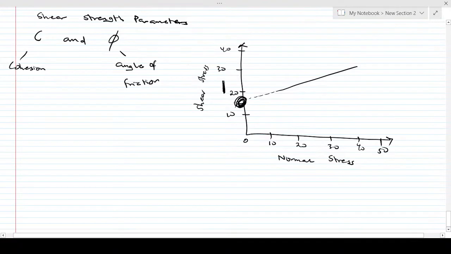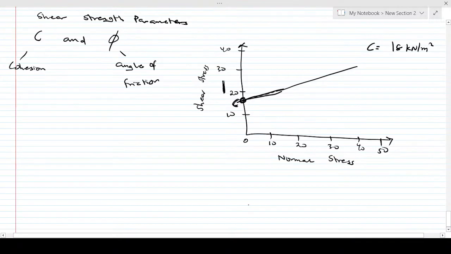Oh, the point at which you intercept the vertical axis is your cohesion. So in here, my cohesion is simply going to be, let me say, 18 kilonewton per meter square. So what you are basically going to do is extend this line to touch the axis, then you read off the value at that point.